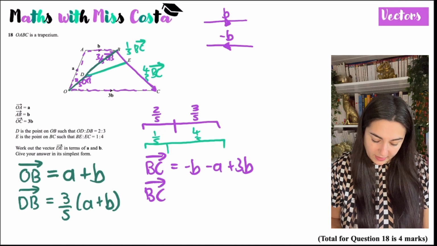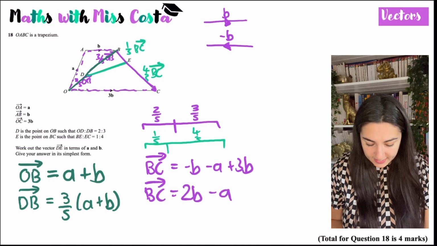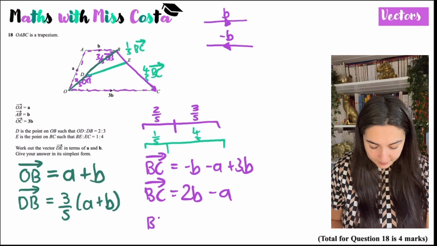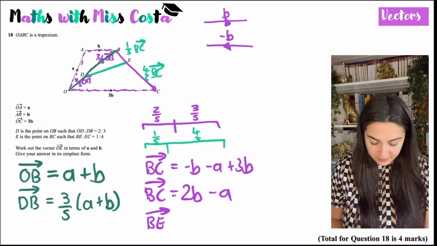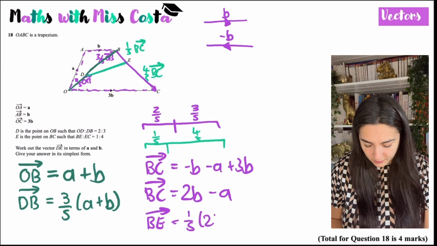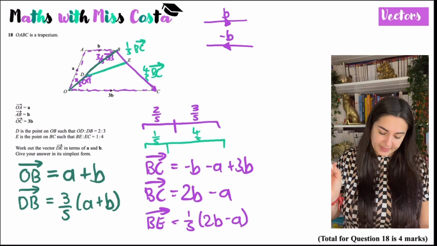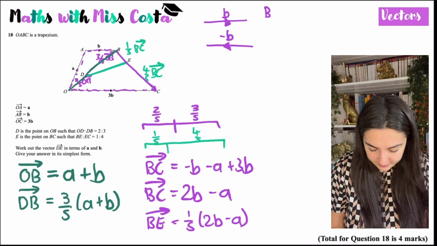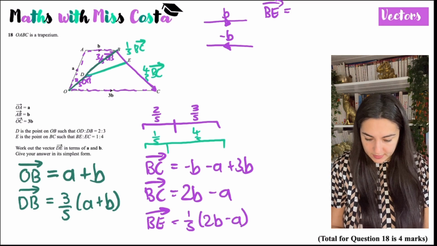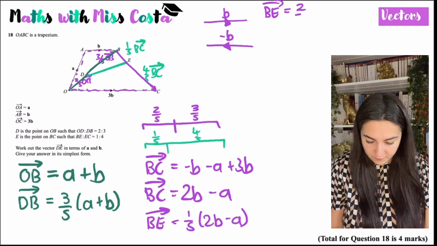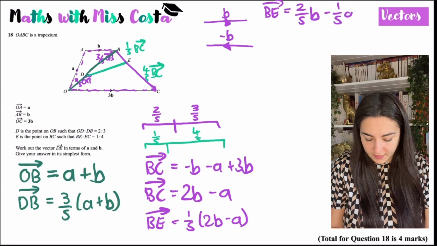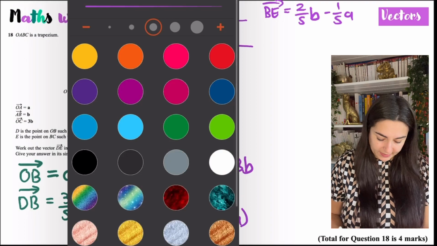Okay, so let's simplify that. That would be 2B take A, and I already know that B to E is 1/5 of B to C, so that would be 1/5 (2B take A). So let's simplify that. So BE would be 1/5 times 2, which is 2/5 B, take 1/5 A.